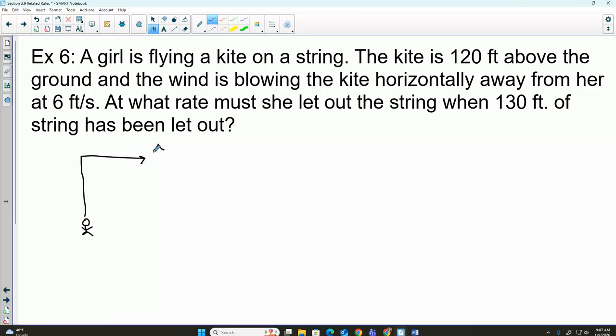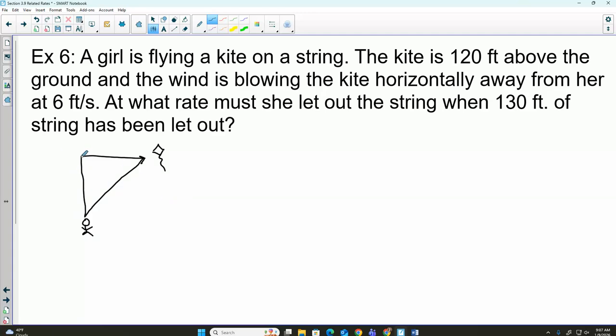Here's my kite. Okay, and she is holding on to the string. Are you okay with that part? So I saw two different options. Some people had all of these sides as variables. Some people had some of them as numbers. So let's just make sure any numbers that I put in now have to be constants.